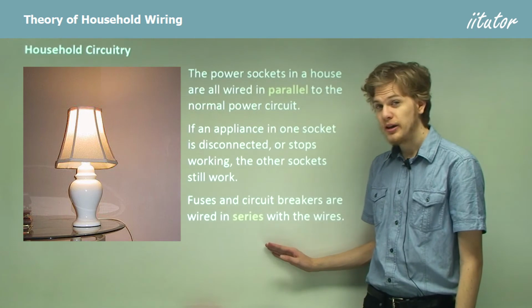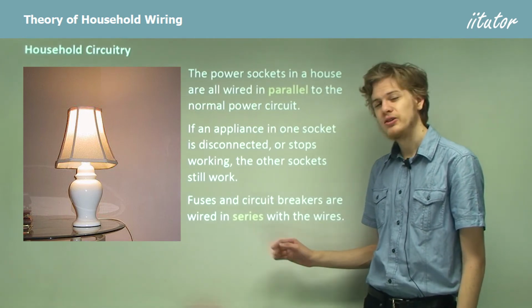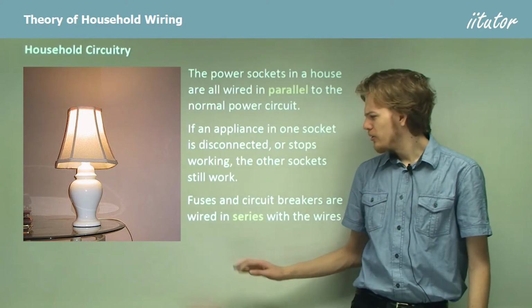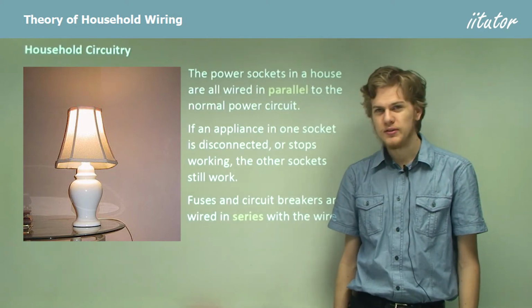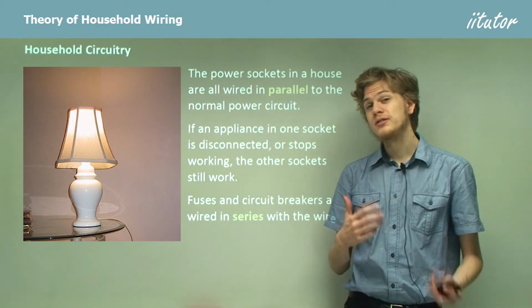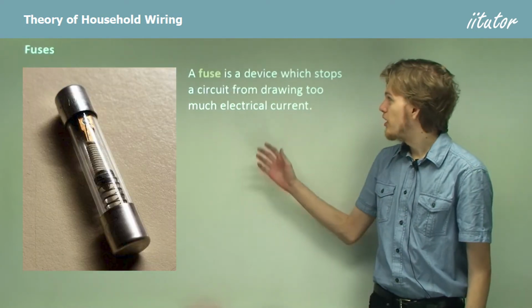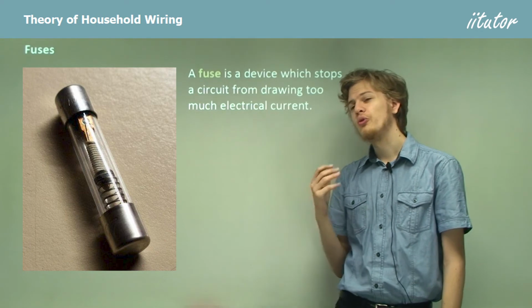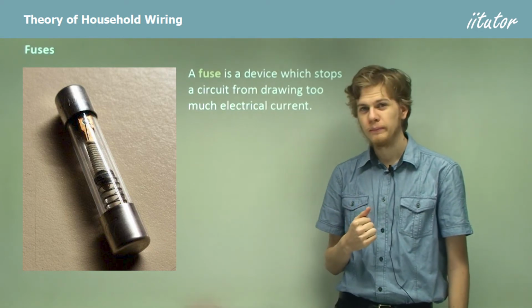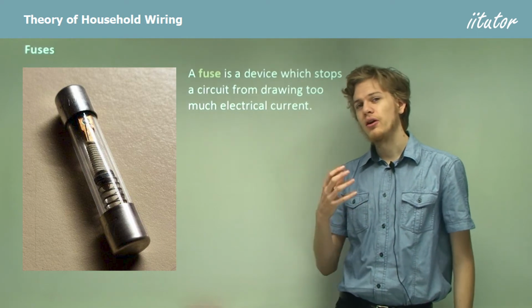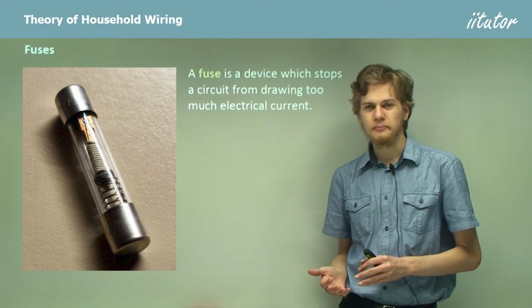Fuses and circuit breakers, on the other hand, are wired in series, the wire and the device that they're connected to. So what are these fuses and circuit breakers? Well, they're important safety devices. A fuse is a device which stops a circuit from drawing too much electrical current. It cuts off the power supply to the circuit if the current goes above a certain value.